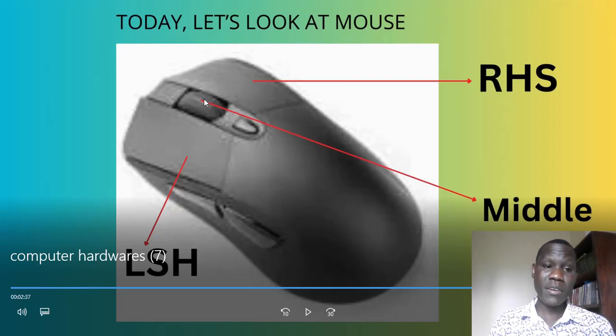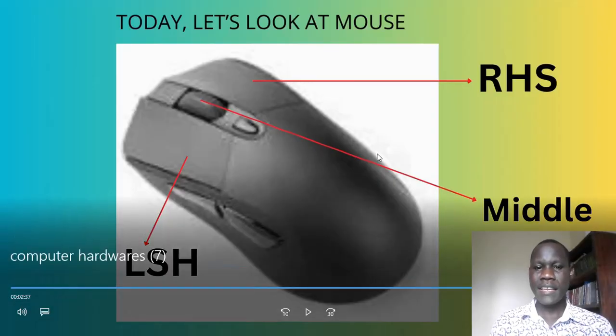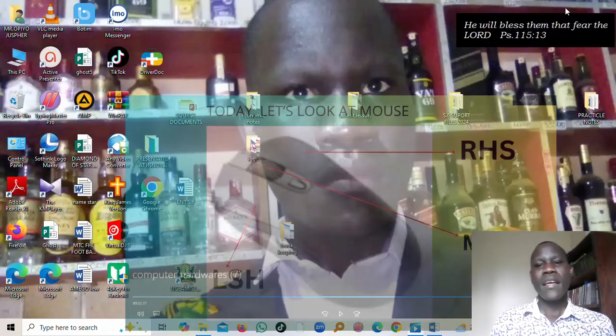The middle part of the mouse is what we call the scroll button. The scroll button will help you to move from one page to another. Now we shall go to what we call operations performed by the mouse. Now if you are using a mouse, which operation do you think you will perform? Let us now look at the operations.